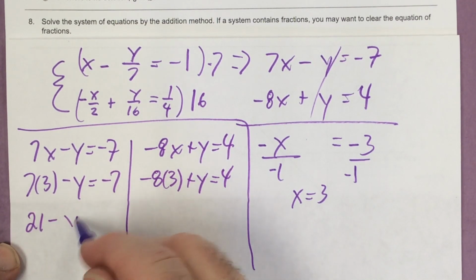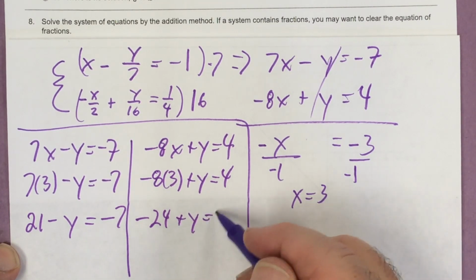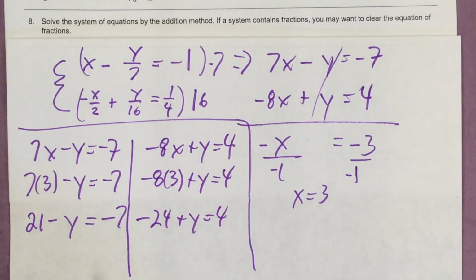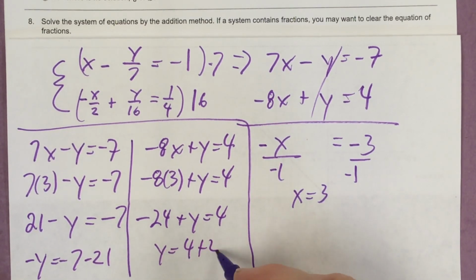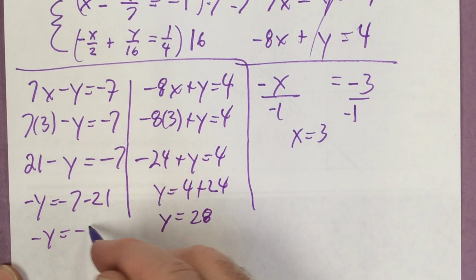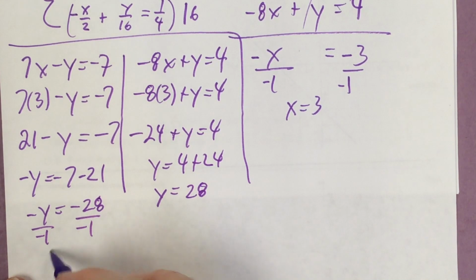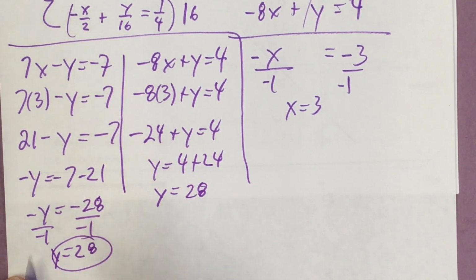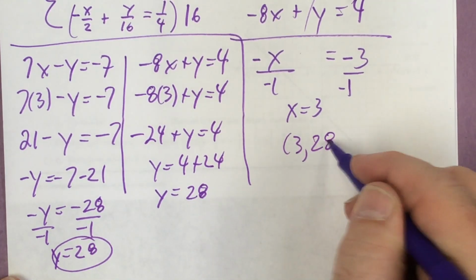This is going to be 21 minus y equals negative 7. This will be negative 24 plus y equals 4. So if I move 21 over, that's going to give me negative y equals negative 7 minus 21. Here, y will equal 4 plus 24. Here, y will equal 28. Here, negative y equals negative 28. Carry that out, I need to divide by negative 1. y equals 28. So more than likely, it appears that our solution is going to be 3 and 28.